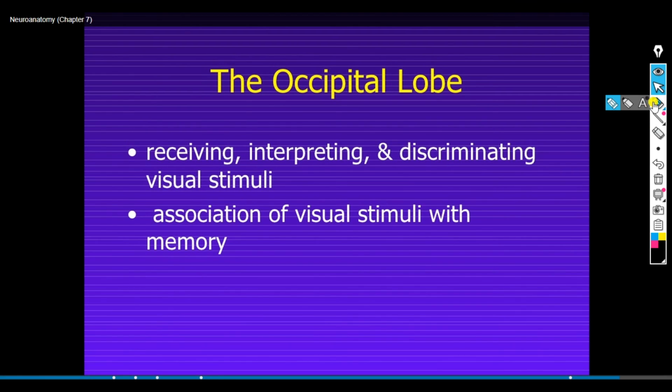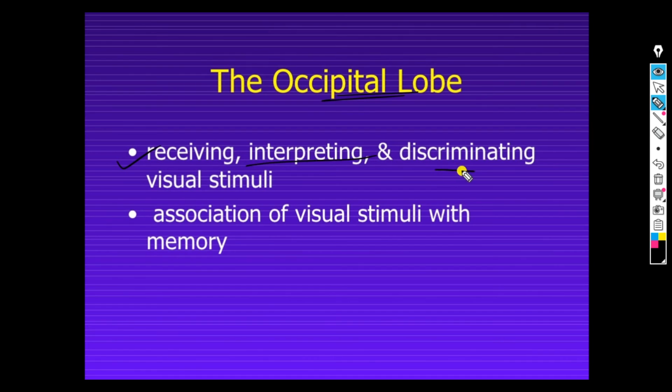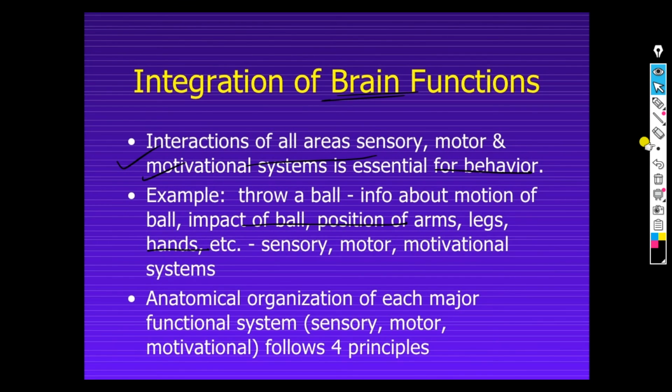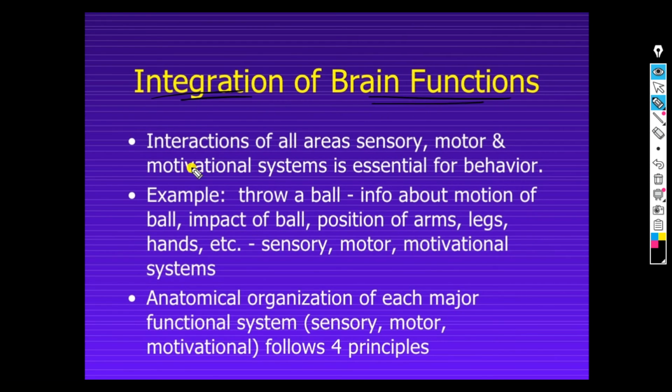The occipital lobe receives, interprets, and discriminates visual stimuli, and associates visual stimuli with memory. Integration of brain functions, the interaction of all sensory, motor, and motivational systems, is essential for behavior. Example: throwing a ball requires information about the motion of the ball, impact of the ball, position of arms, legs, hands, etc.